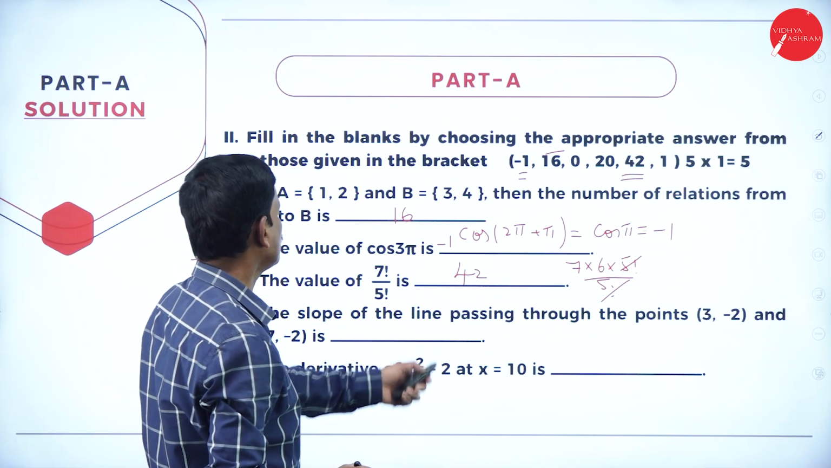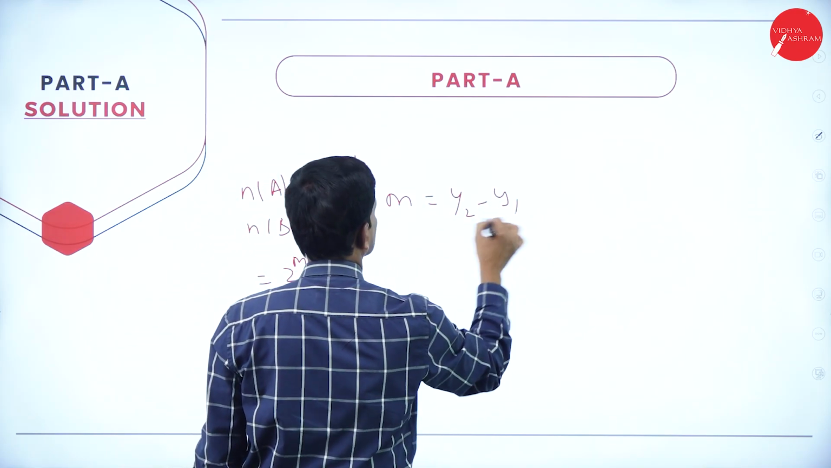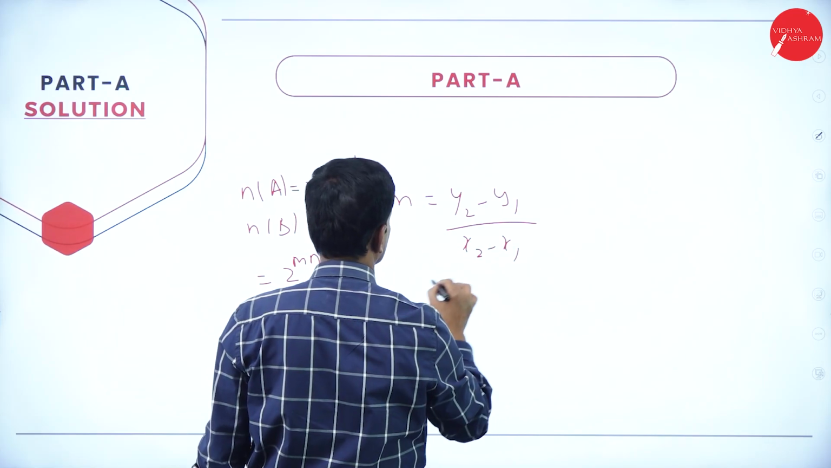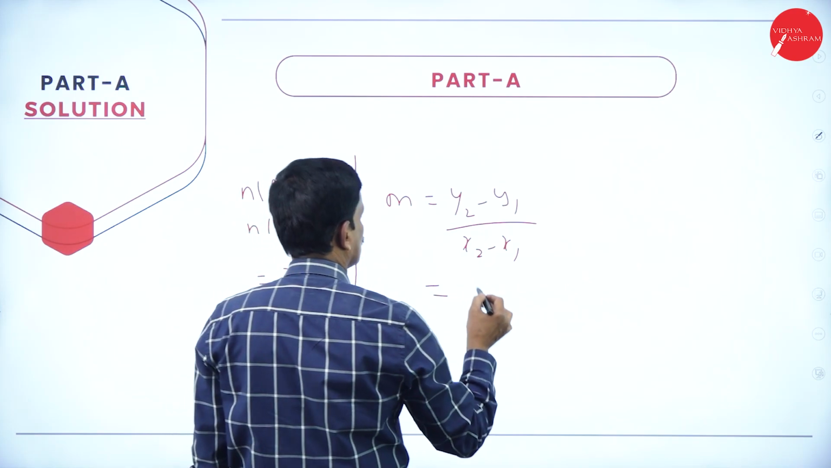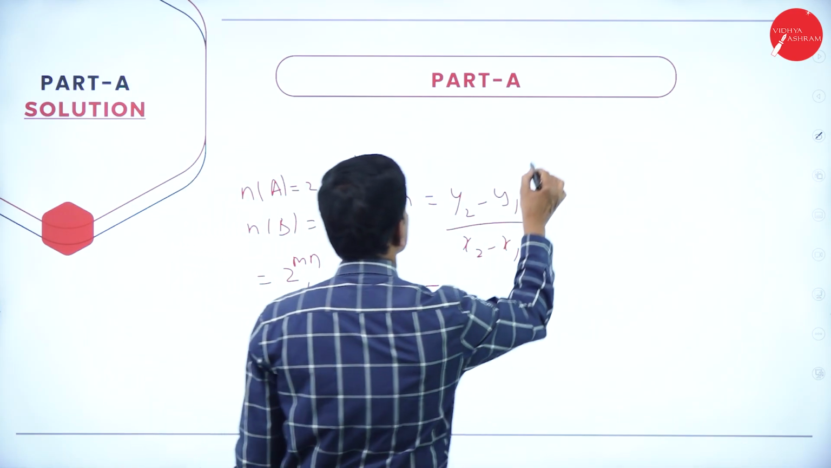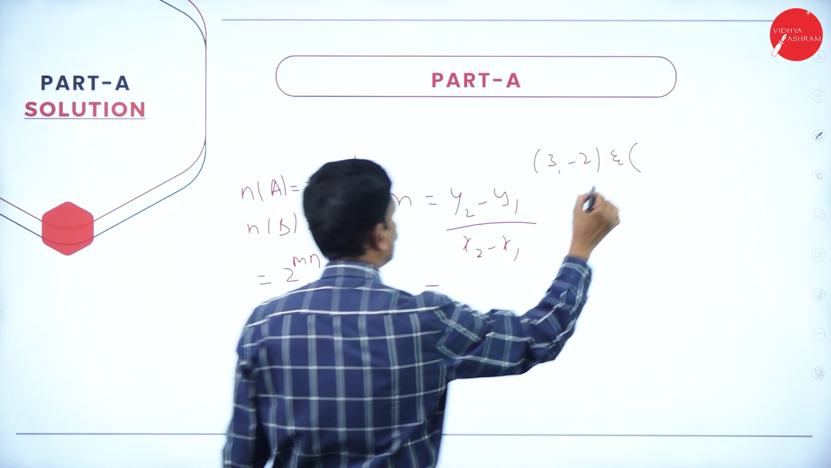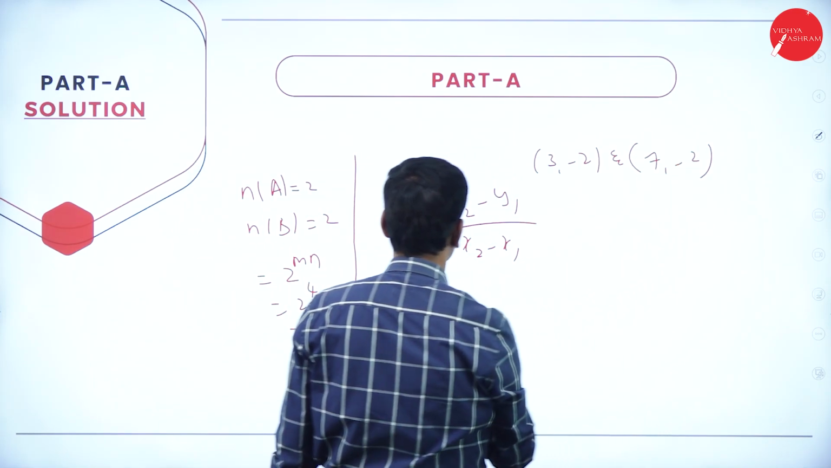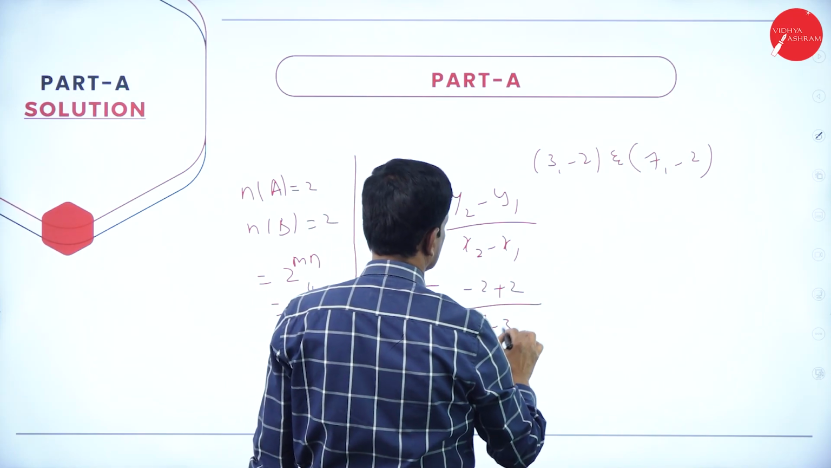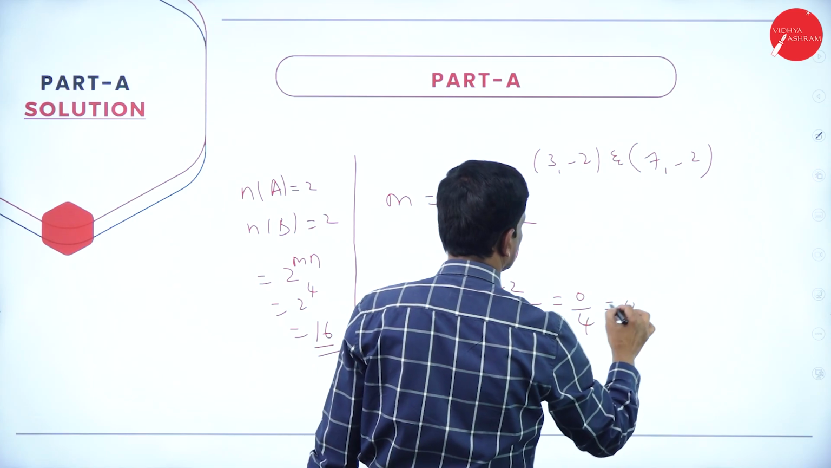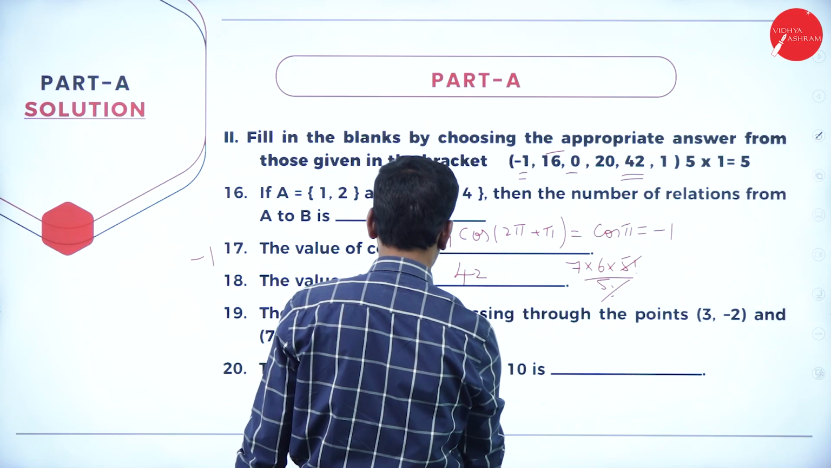Next, the slope of the line joining the points. Slope m is equal to y2 minus y1 divided by x2 minus x1. What are the points? 3 comma minus 2, and 7 comma minus 2. So here minus 2 minus of minus 2 is plus 2... that is, minus 2 plus 2 is 0, and 7 minus 3 is 4, so 0 by 4 is equal to 0. Slope is equal to 0.